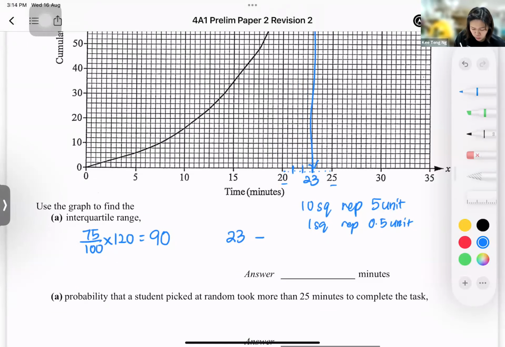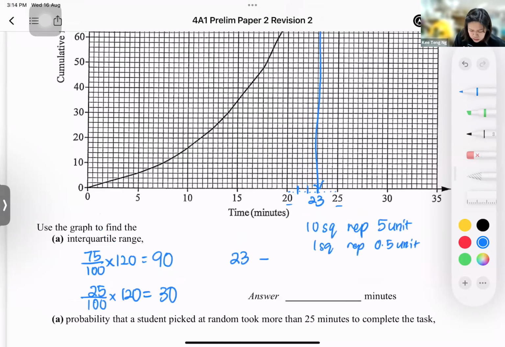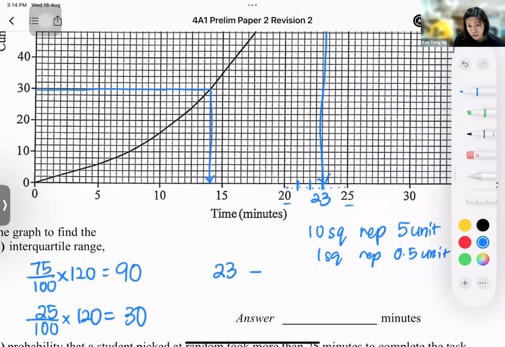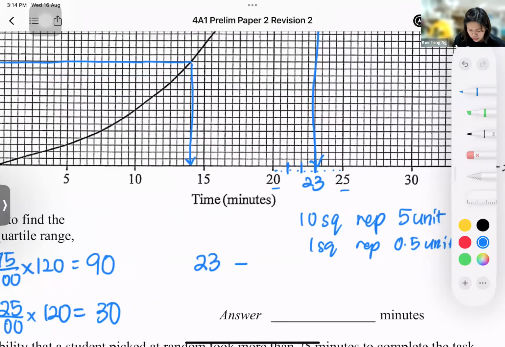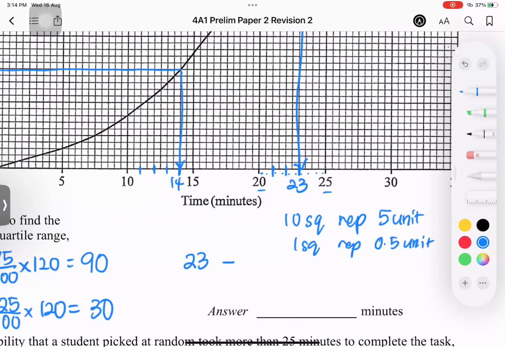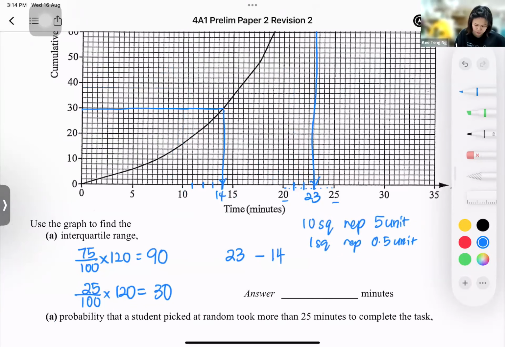I need to minus away my lower quartile. The lower quartile is 25%, which is the number 30. Then I need to find 30 and read the number. Again, 10 squares represent 5 units, 1 square 0.5. So 11, 12, 13, 14. So 23 minus 14 gives you 9. So the interquartile range will be 9 minutes.